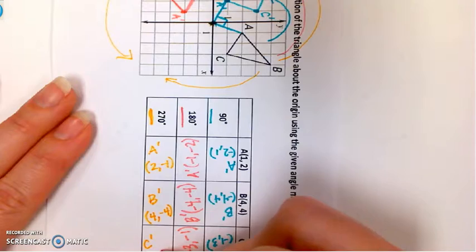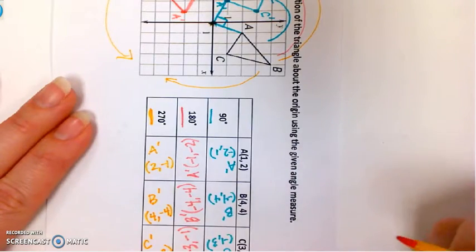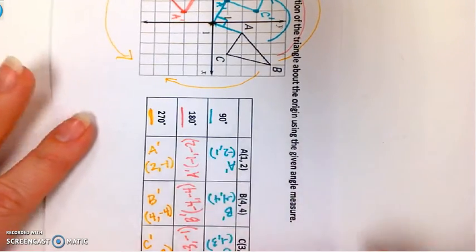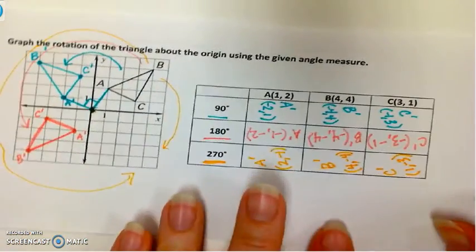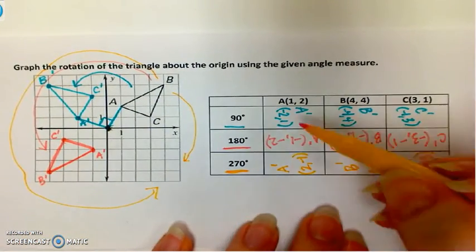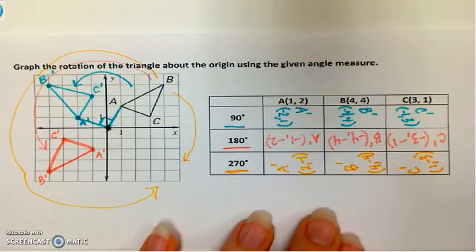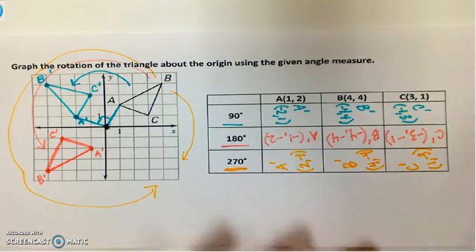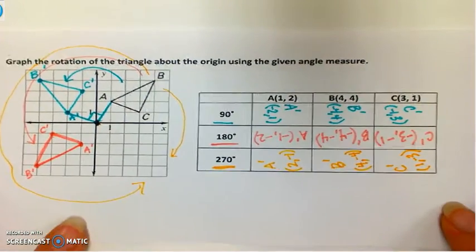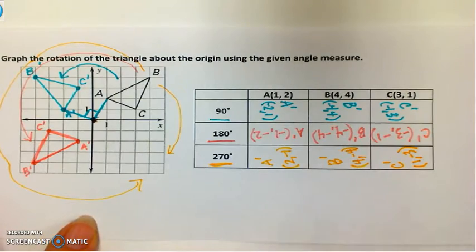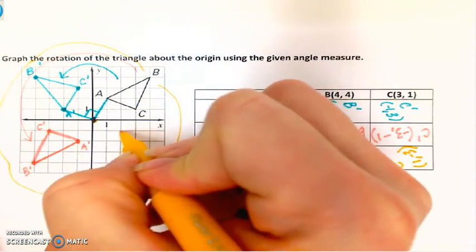The book has these fancy rules that if you wanted to memorize a rule for how to find each of those points each time you could. I really don't see the point in that when there's this nice easy trick of just spinning your paper. All right, A prime at 2, negative 1.